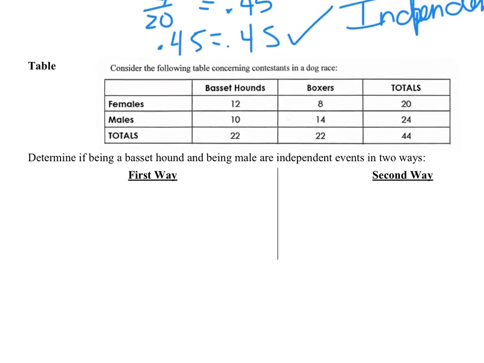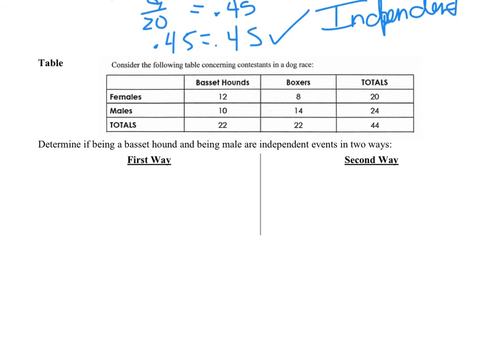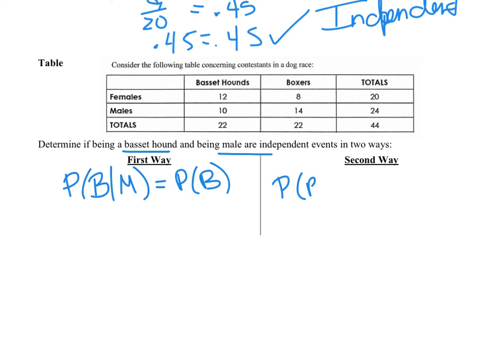Okay, finally here we have a table. And I want you to prove it in 2 ways. The first way, prove that a basset hound and being male are independent events. So basset hound, given that you're male, should be equal to the probability that you're a basset hound. And the second way would be probability that you're a basset hound and male should be equal to the probability that you're a basset hound times the probability that you're a male. So we're just using the formulas in different ways just to determine.